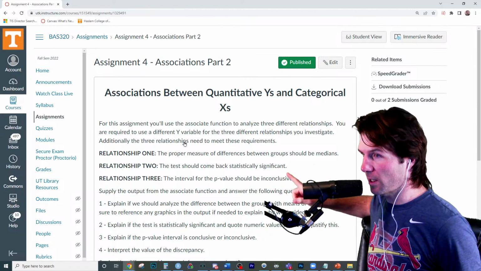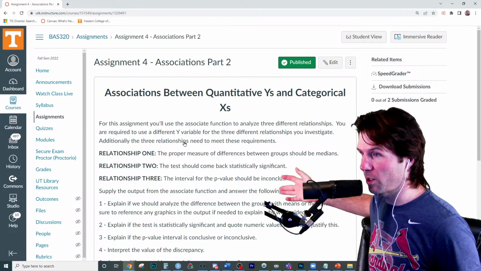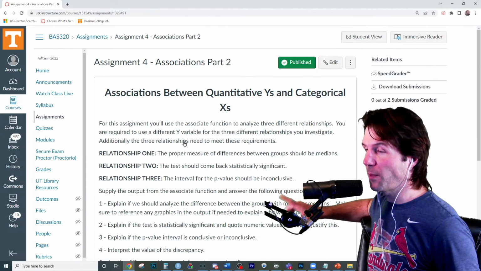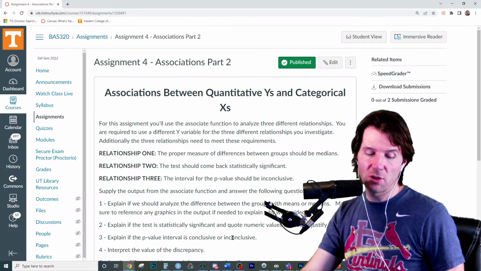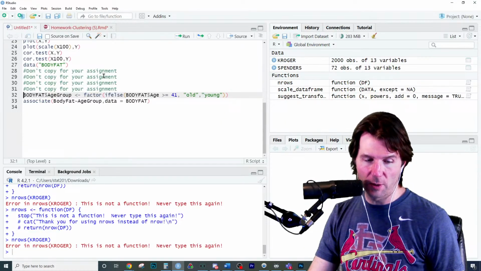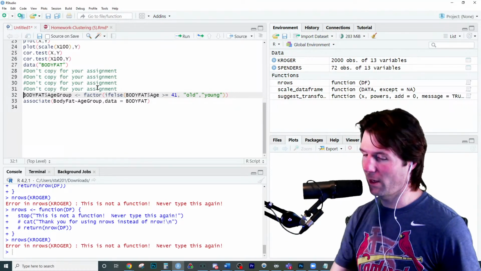Another one must be statistically significant. So I'd probably label this as relationship 2, my statistically significant relationship. And the third one needs to be where the p-value interval is inconclusive. Now I'm going to use the data set I created. Do not use the data set Brian created, because Brian's creating his own. Don't copy what I've done, because I've created my own variables, so I can do some examples you wouldn't have.